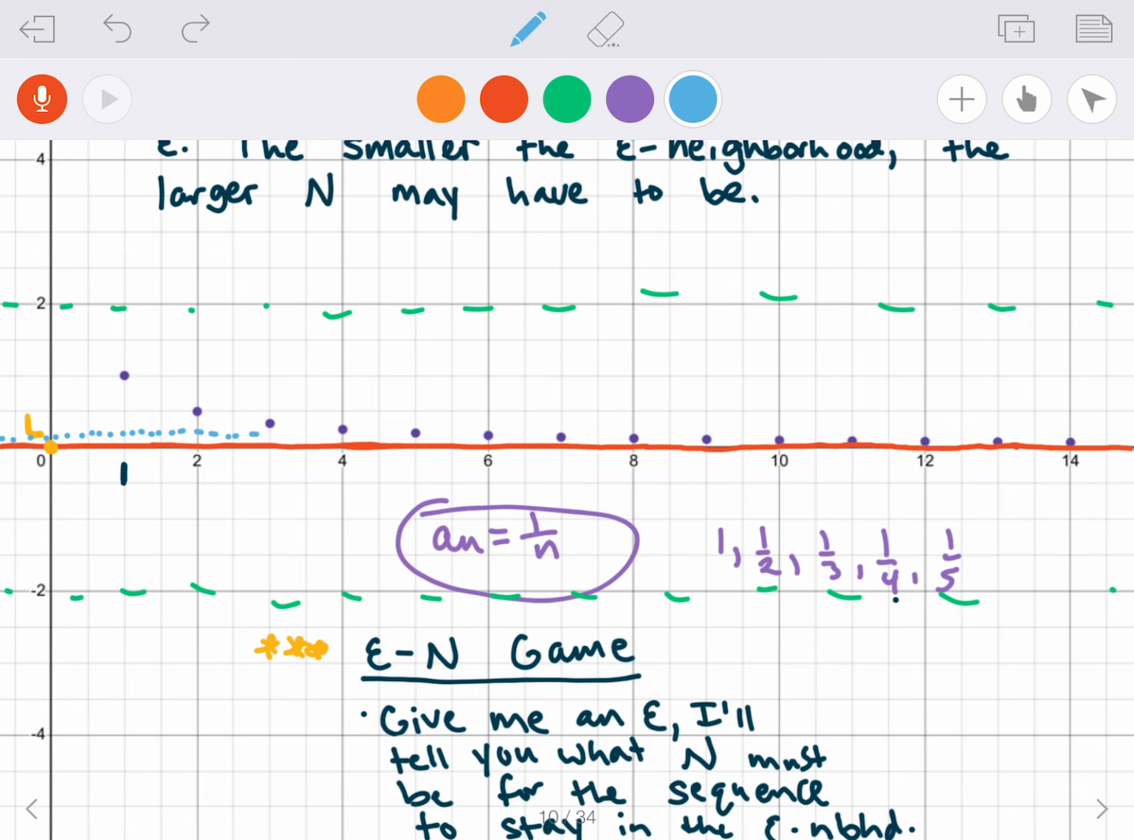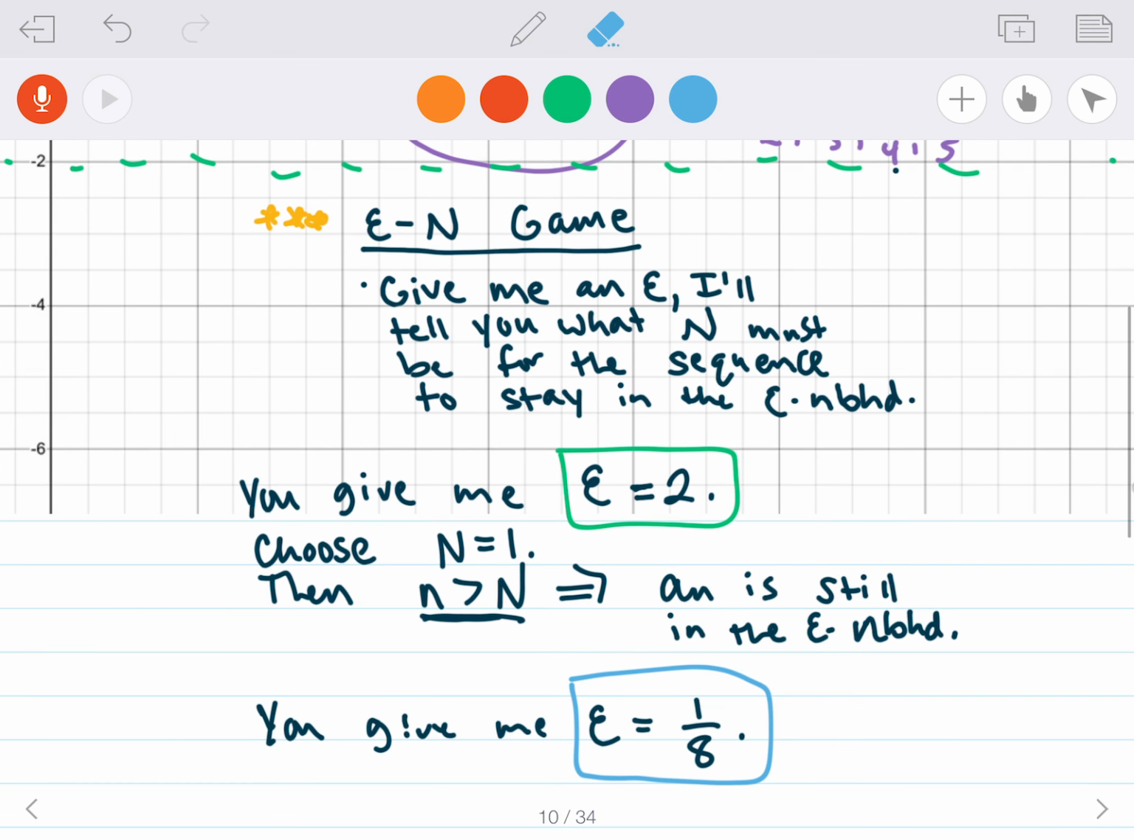let me just pick something better. How about a 1/4? Because I want to draw it. That's all I want to do. Let's make this a 1/4. Okay, so we're choosing epsilon as a 1/4.